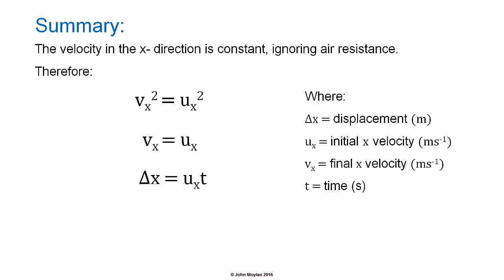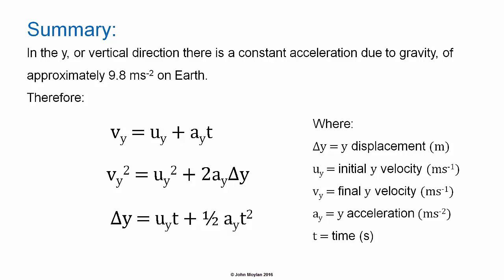Therefore, v squared x equals u squared x, or v subscript x equals u subscript x, where u subscript x is the initial x velocity and v subscript x is the final x velocity. Delta x equals u subscript x t, where delta x is the x displacement in meters and t is the time of flight in seconds. In the y or vertical direction, there is a constant acceleration due to gravity of approximately 9.8 meters per second squared on Earth. Therefore, v subscript y, velocity in the y direction, equals u subscript y, initial velocity in the y direction, plus a subscript y t.